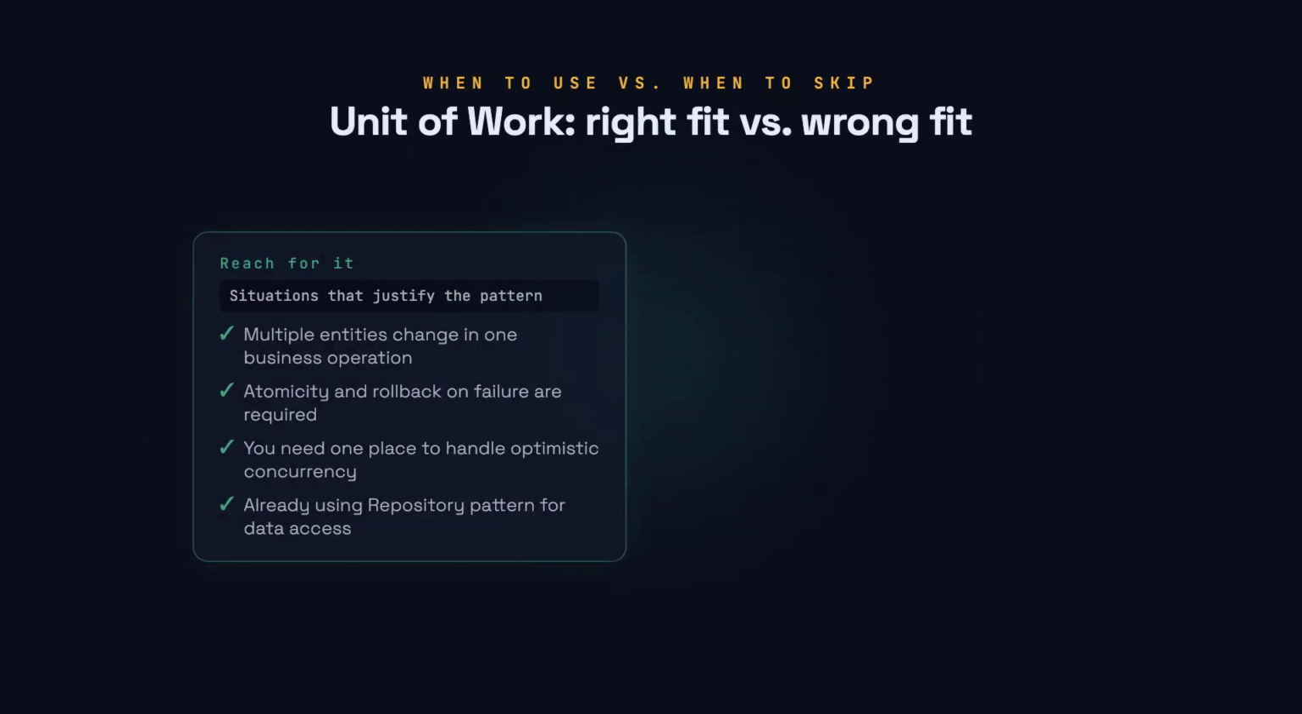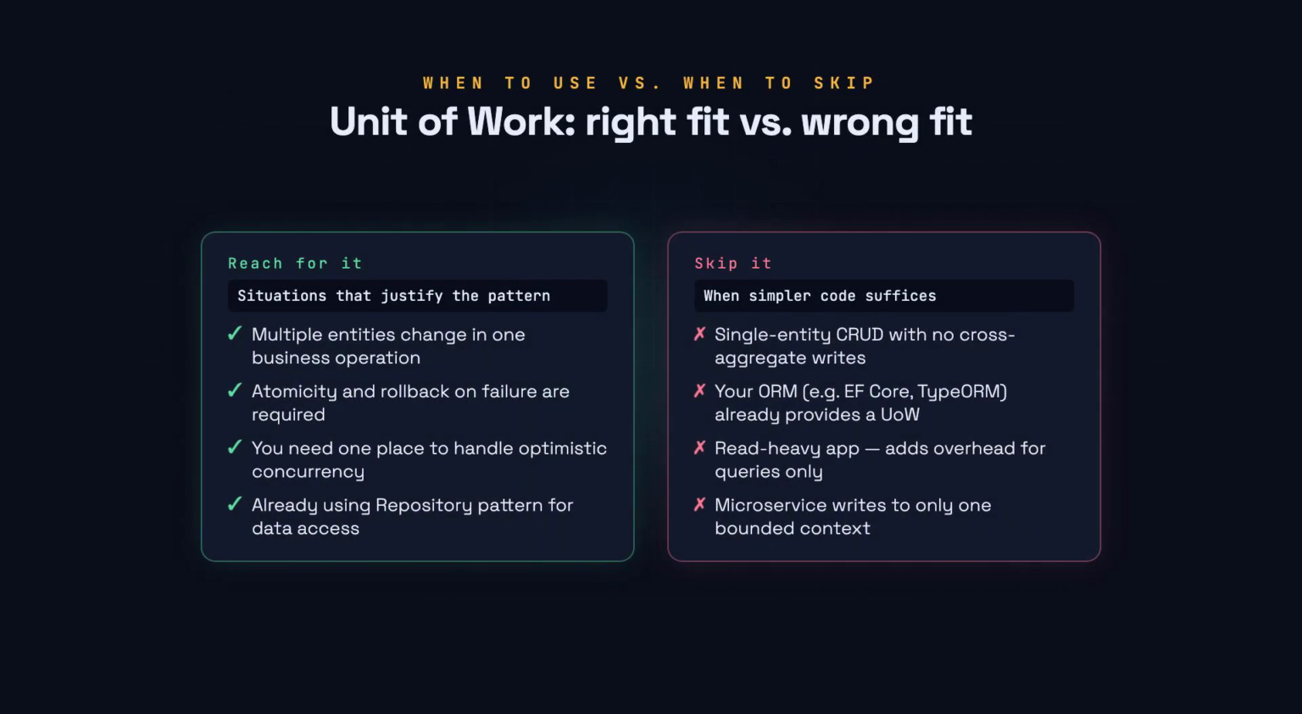Reach for unit of work when a single user action touches multiple entities, and all of those changes must succeed or fail together. It is also the right home for optimistic concurrency checks. On the other hand, if your ORM already ships a built-in session or context, like Entity Framework's DbContext or TypeORM's Entity Manager, you are already getting unit of work for free, and adding your own layer is redundant. For simple single entity CRUD or read-heavy workloads, the extra bookkeeping is all cost and no benefit.